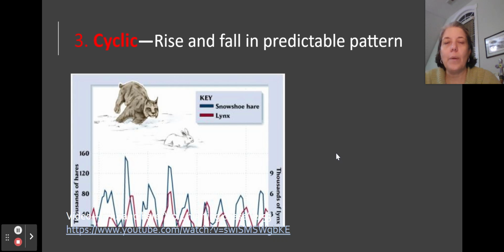Then we have a cyclic pattern, just like we saw with the predator-prey. And isn't it interesting that we always see the same example here with the lynx and the snowshoe hare? You can see that these go up and down, and so that forms a cycle. This happens in predator-prey dynamics, and that's usually where you're going to see that.